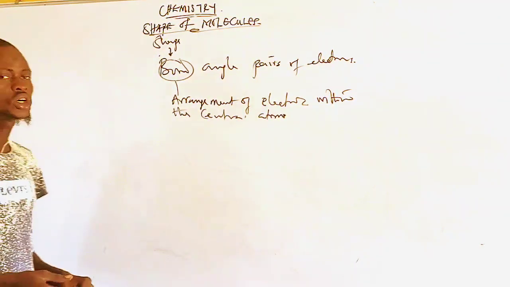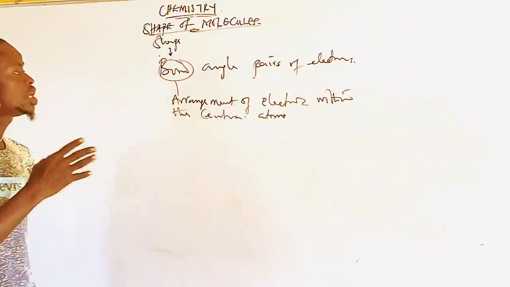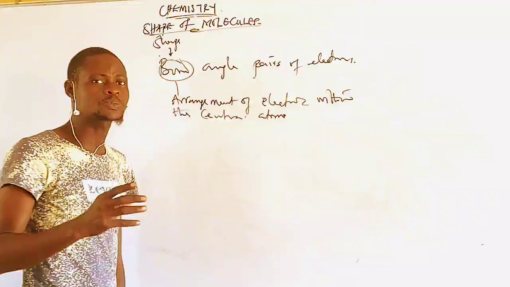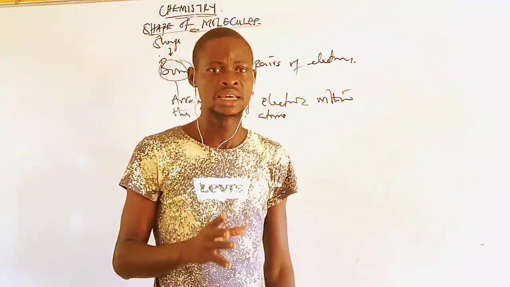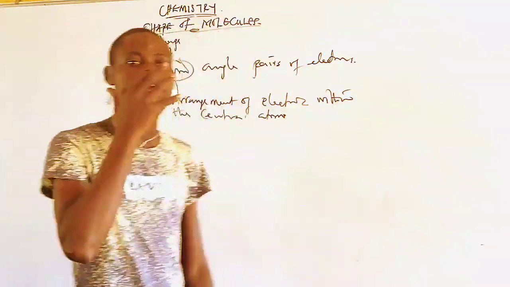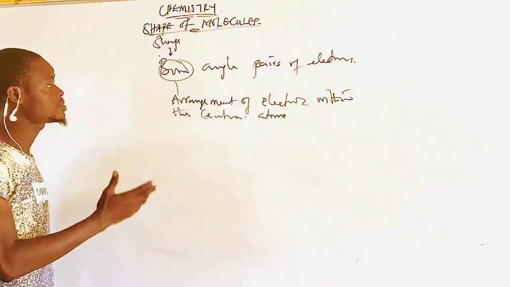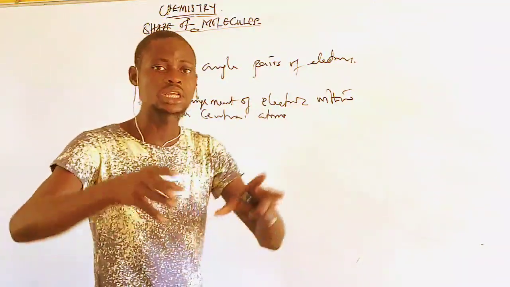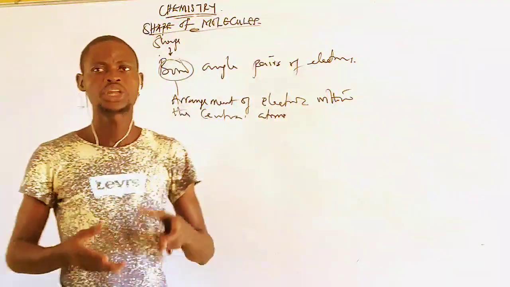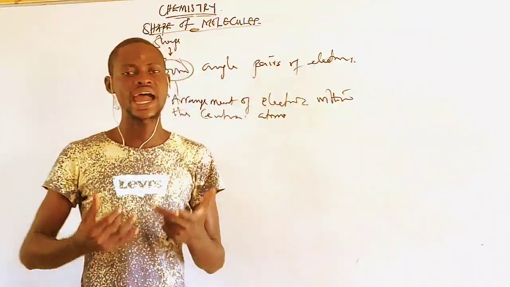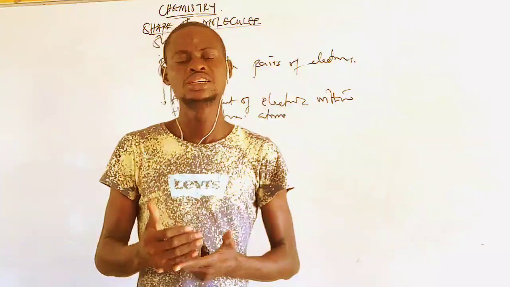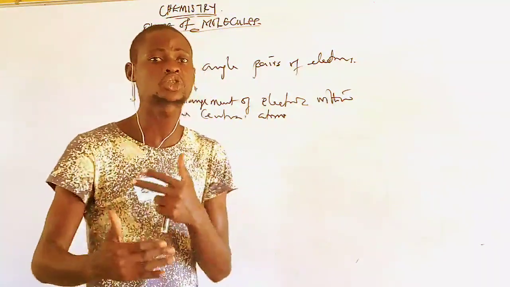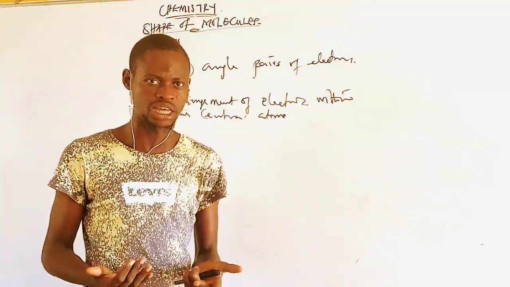Now, before I start, the shape of a molecule, as in the arrangement of electrons within the central atom, was explained by scientists. There is a theory that explains the way the electrons are arranged within the central atom. We notice that these electrons are arranged in such a way as to minimize the repulsion that is found between two different electron pairs.